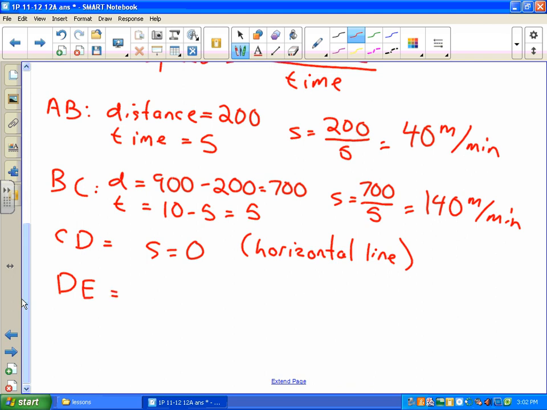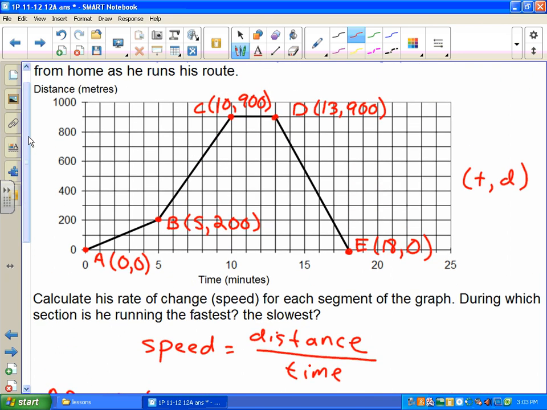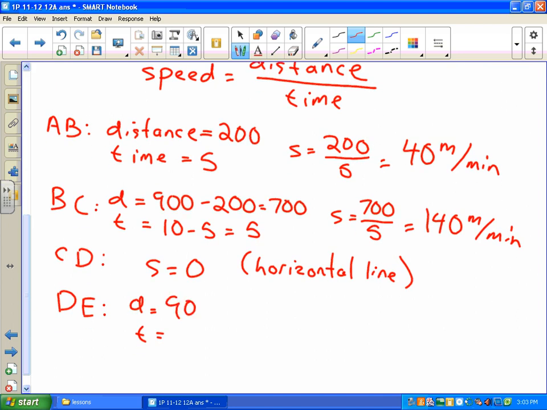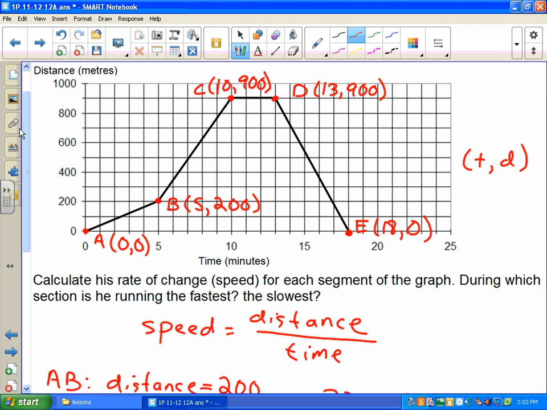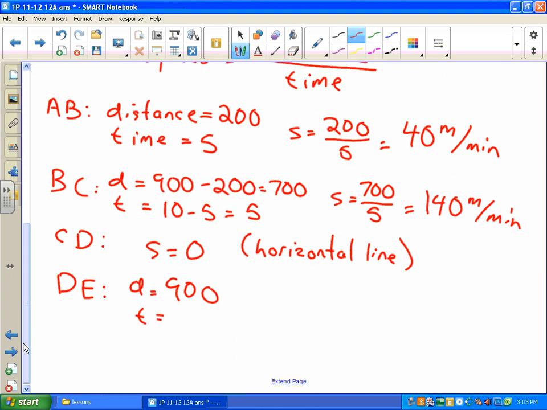All right, the last section, D to E. Again, let's figure out how far has he traveled here and how long did it take him. From D to E, how far did he travel here? What was his distance? At 900. Because he started at 900, he ends up back at 0. So his distance is 900. And how long did it take him? Well, let's look. From 13 to 18, so how many minutes is that? 5 minutes. Good. So his speed is going to be, again, distance divided by time. 900 divided by 5 is 180 meters per minute.